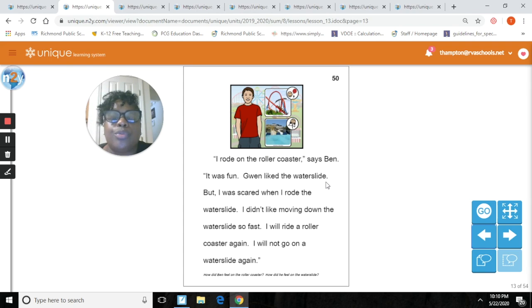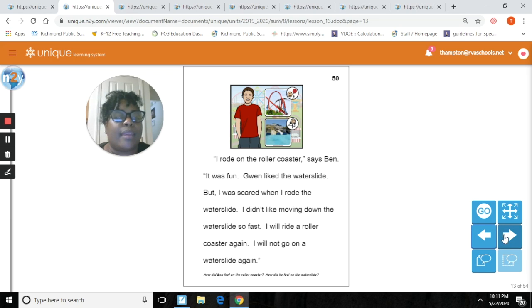Whenever you go to a place like this, there are so many rides. I can remember going to Kings Dominion at one time. There were so many rides there. No, it was Disney World. And it's just so many rides, and everybody's not gonna like the same rides.